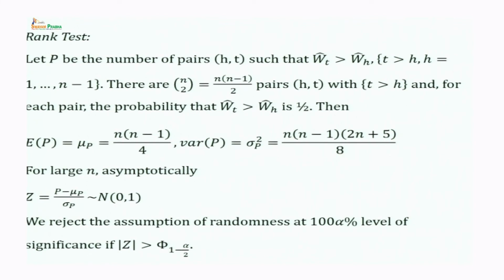Again, for large n, if you consider the statistic Z equal to P minus mu P upon sigma P, this follows a normal distribution, and we reject the assumption of randomness at 100 alpha % level of significance if mod of Z is greater than phi 1 minus alpha by 2. So, just like the previous tests.